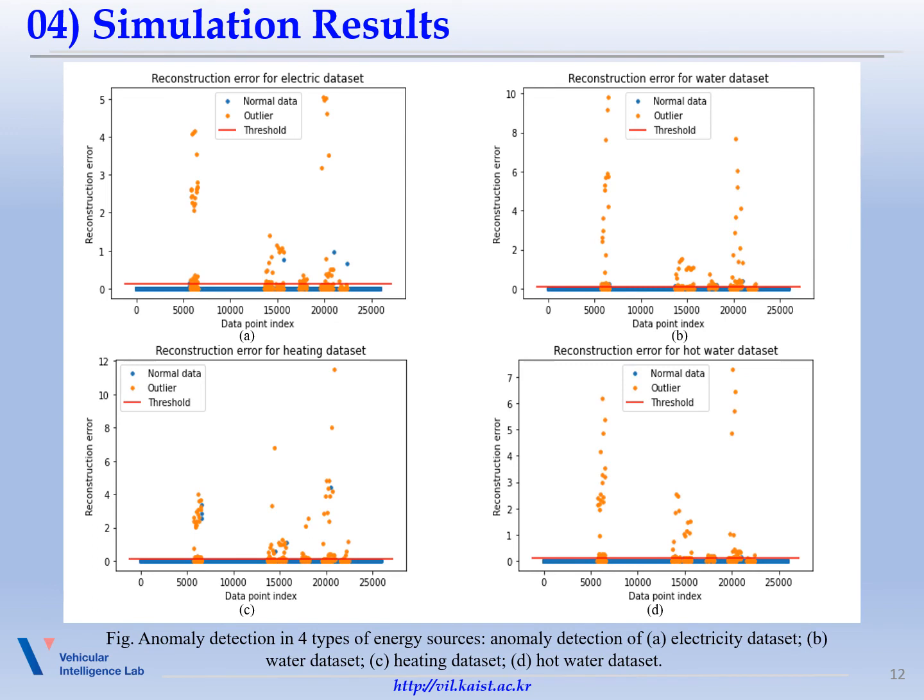Anomalies are detected in four types of energy sources, as I told you, with the Bi-LSTM autoencoder by calculating the reconstruction error between input and reconstructed input. You can see in the figure the dark blue dot, orange dot, and the thin red line represent normal data, outliers, and threshold. When data points have higher reconstruction error than the threshold, they are classified as outliers. On the contrary, when the data points have less reconstruction error than the threshold, they are classified as normal data.